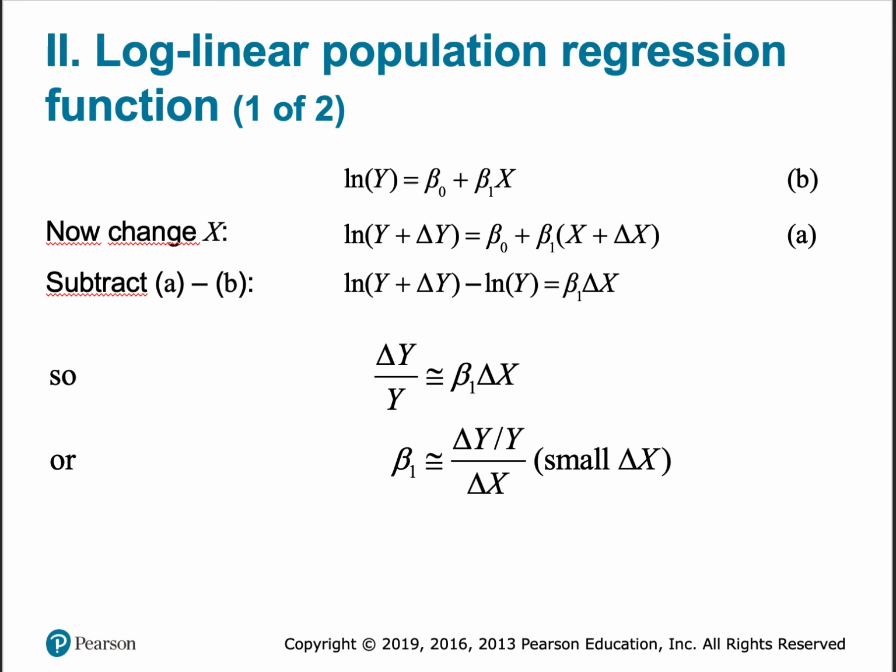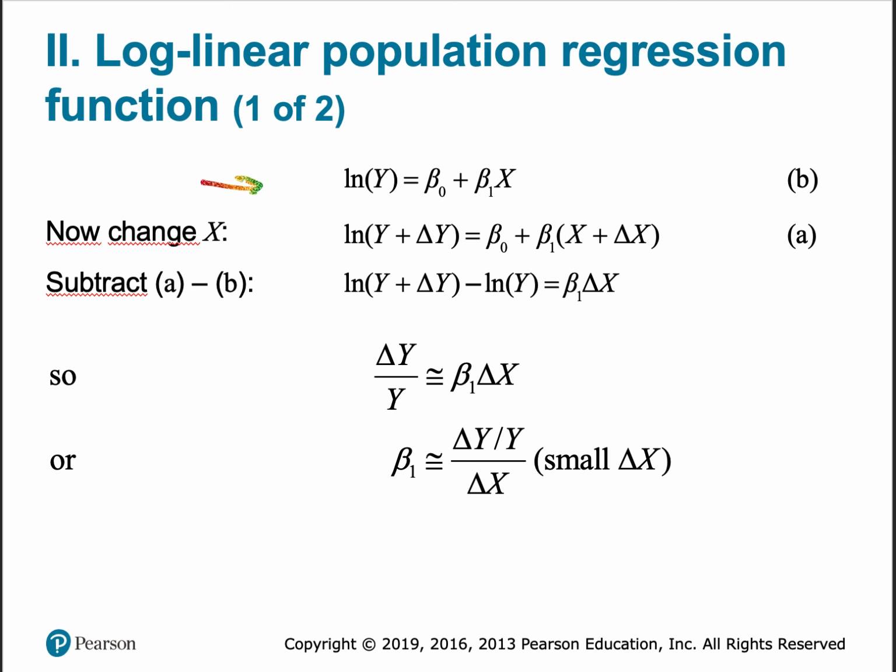Next, let's look at the log linear population regression function. In this case, we have taken the natural log of y, and x is in its natural form. Now we have the value of y before, then we find the value of y after for a change in x, subtract the two, and you get that the change in y over y is approximately equal to beta 1 times the change in x. Solving for beta 1, you get that beta 1 is approximately equal to the change in y over y over the change in x for a small change in x.